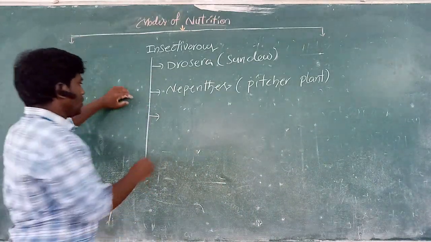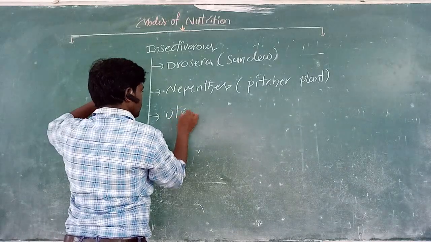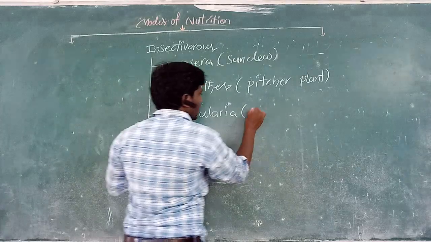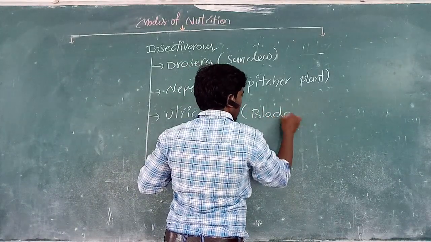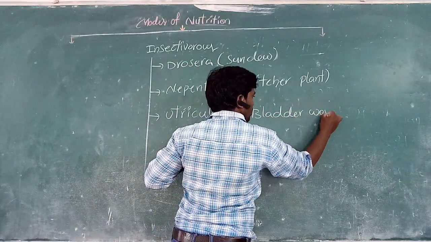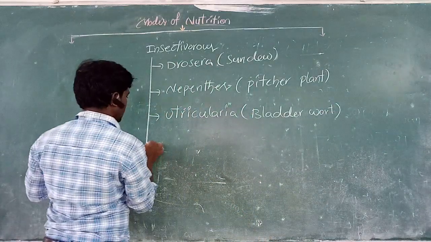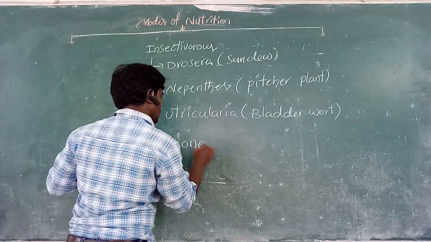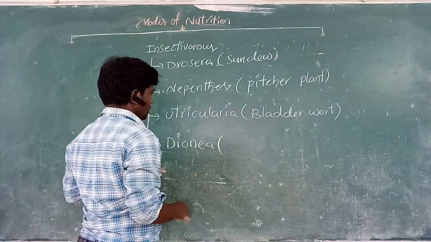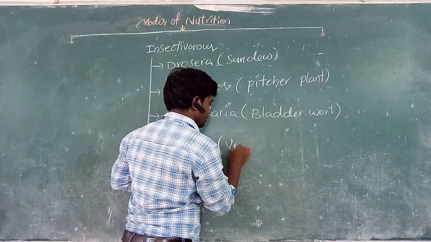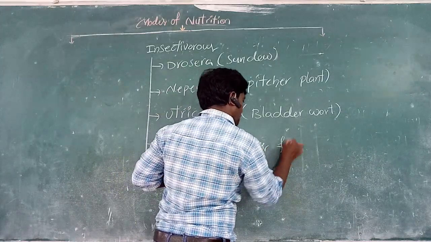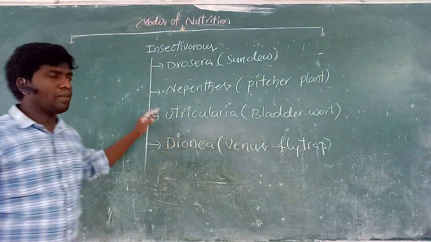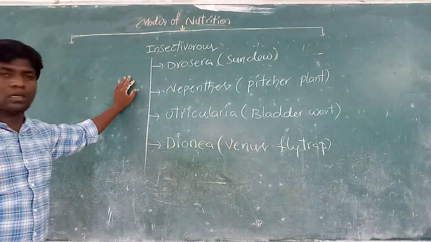Next, Utricularia, bladderwort. Next, Dionaea, Venus flytrap. So these are some examples of insectivorous plants.